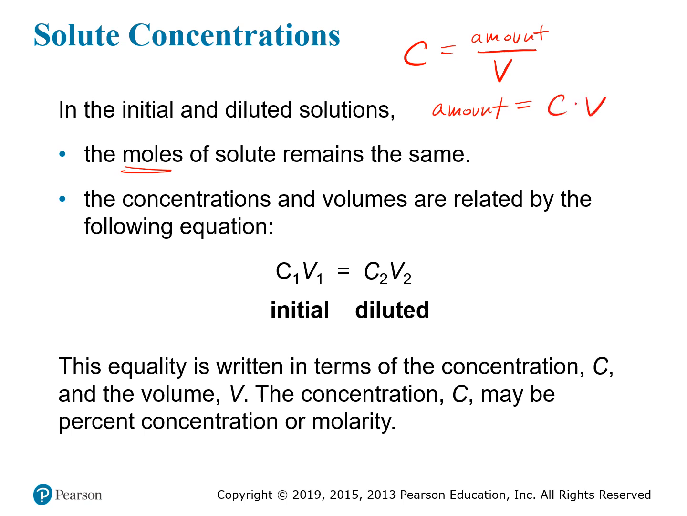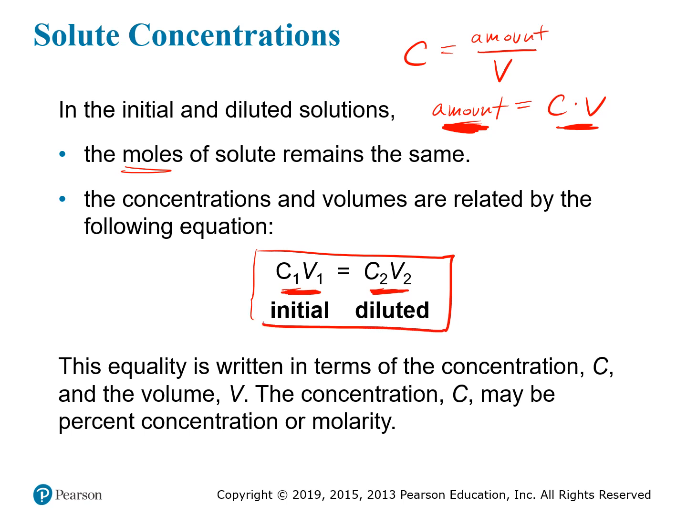So if we have two different solutions that have the same amount of particles in them, then they're going to have the same product, C times V. So in other words, we can take the concentration initially and multiply it by the initial volume, and that's going to be equal to the final concentration multiplied by the final volume. We've obtained this equation by relating the amounts of solute particles, which stays the same throughout the dilution process. So this is the dilution formula.